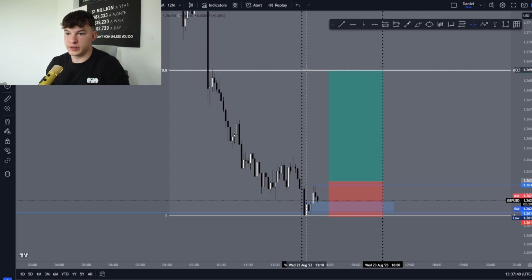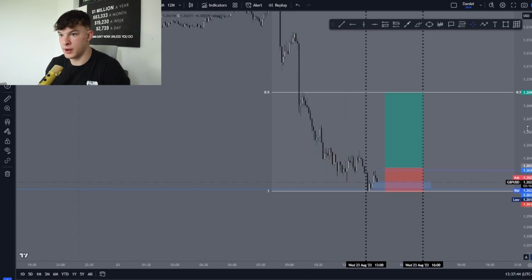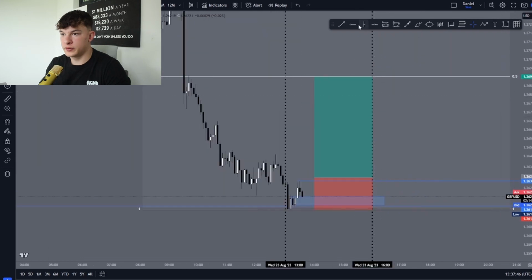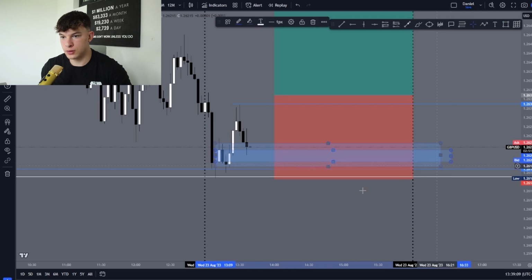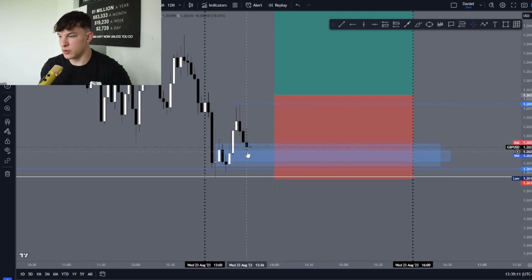I'm going to have 2 take profits. We're going to have take profit 2 at this equilibrium here. And we'll have take profit 1 just about here at the highest here. We have a 3-minute order block just in here. It'll be interesting to see what happens on the 3-minute within the 5-minute order block.